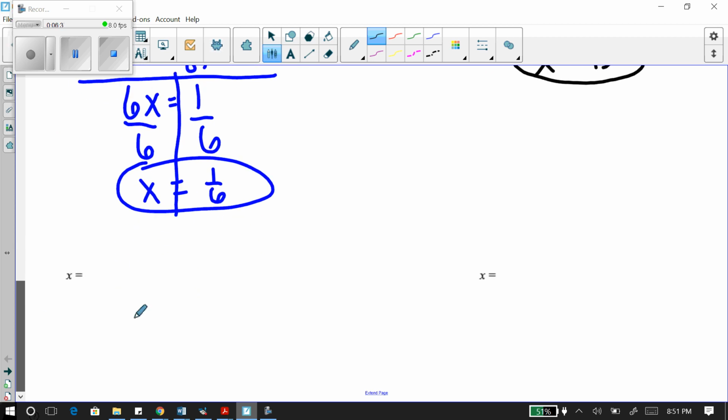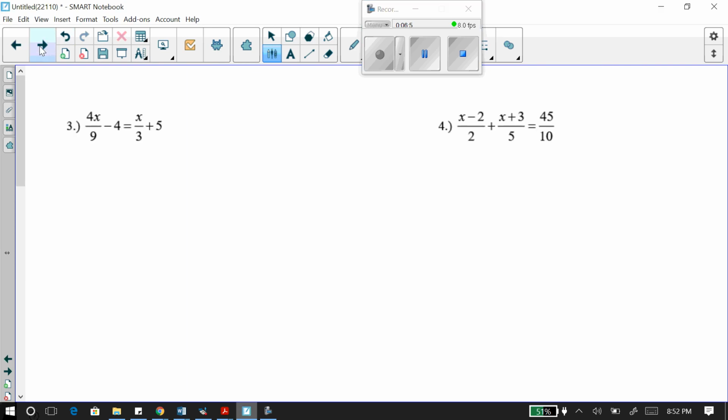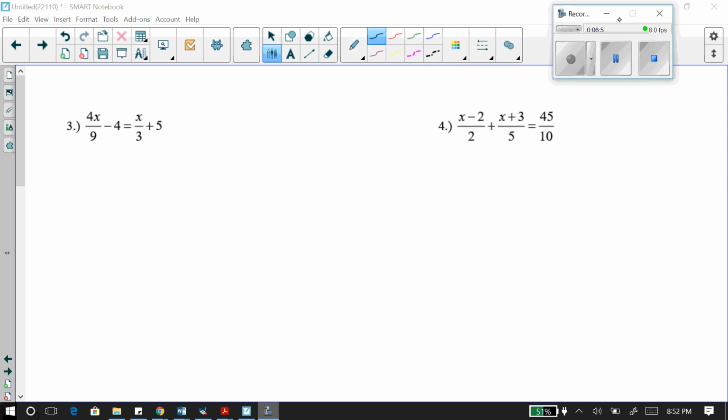So again, in the boxes at the bottom, you're going to write 1/6 and 13. Let's do 2 more examples together. Oh, these look like a little bit trickier. Okay. So start by giving everything a leg to stand on.